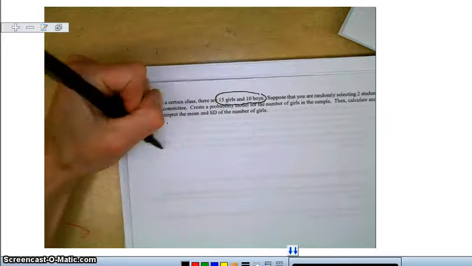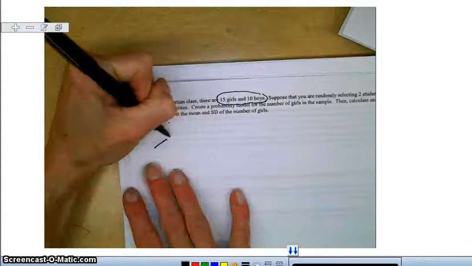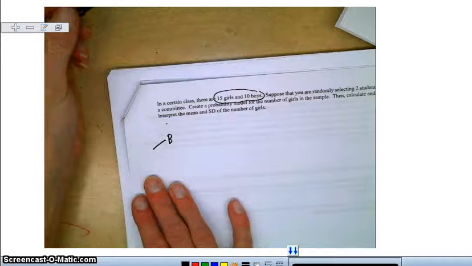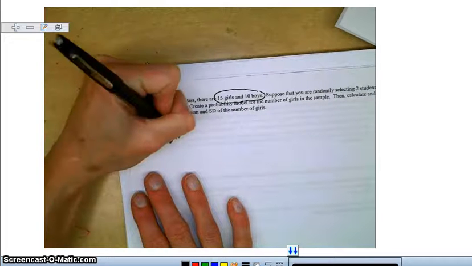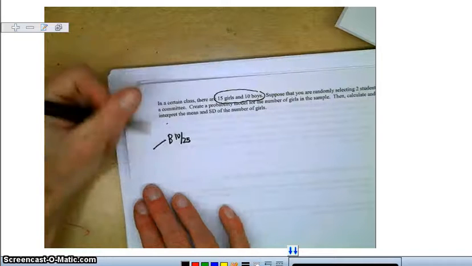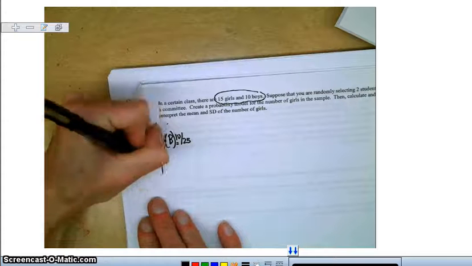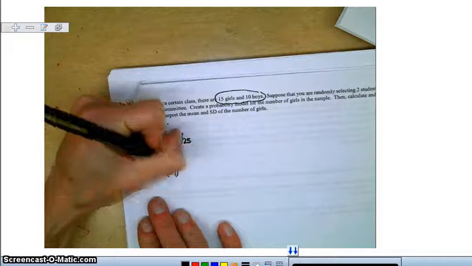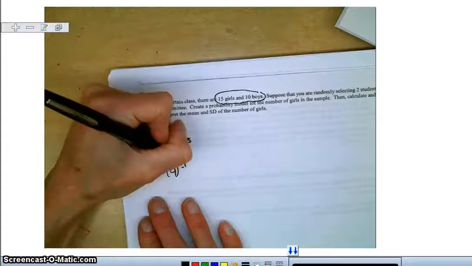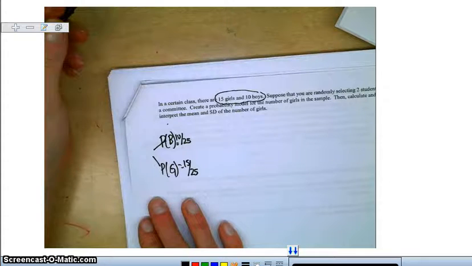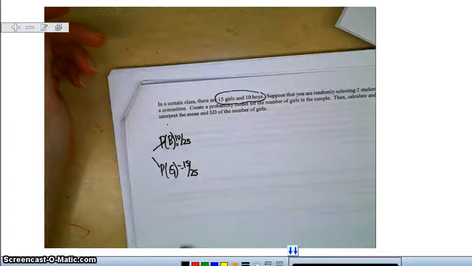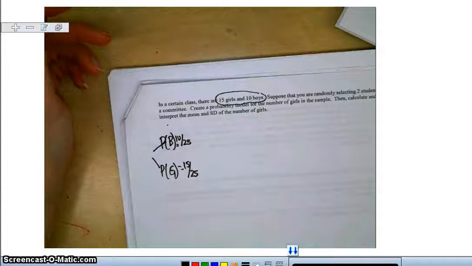We've got some options. The first thing that could happen is we could choose a boy, and the probability that we choose a boy first would be 10 out of 25. The probability that I choose a girl first is 15 out of 25. So my first person that I choose for my committee could be either a boy or a girl, and those are the probabilities.